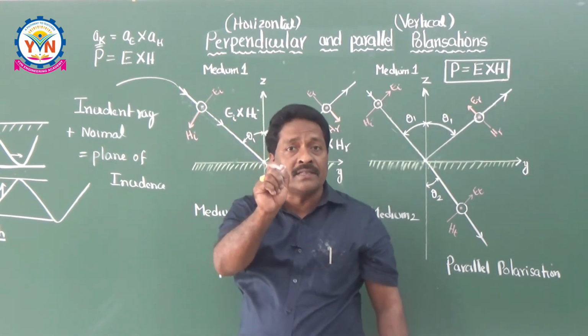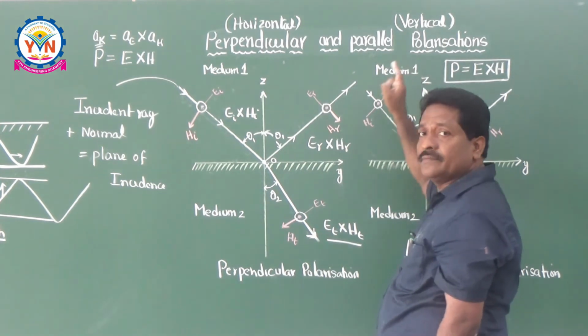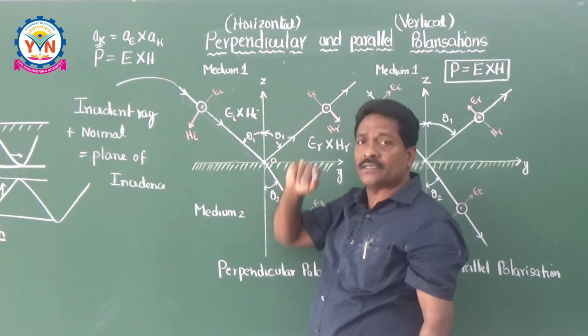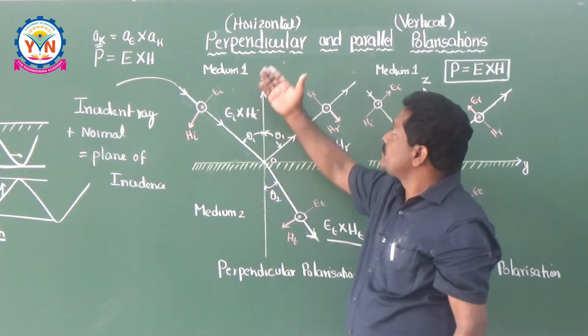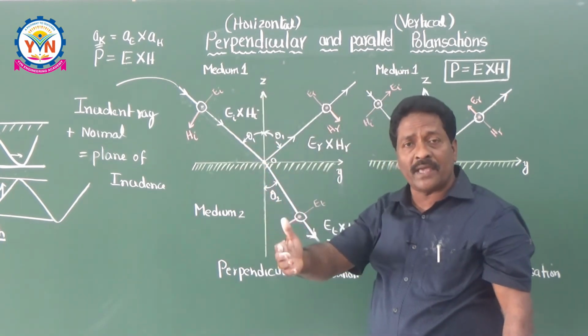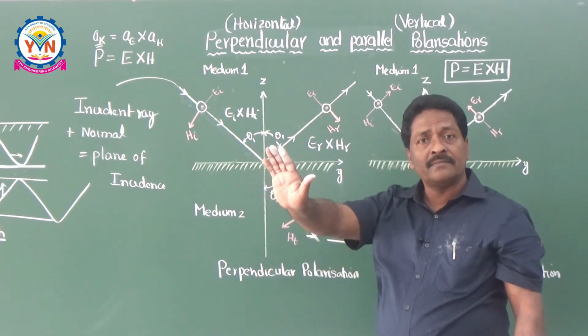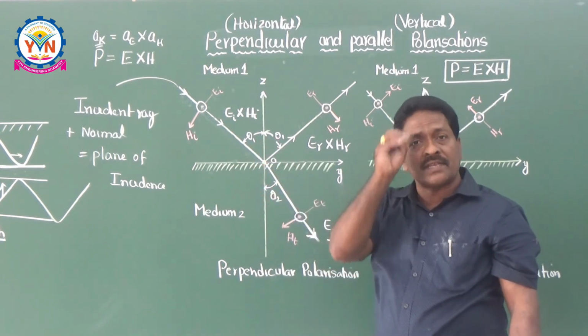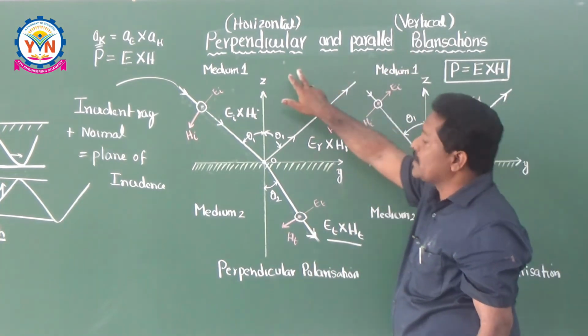But Brewster angle is defined in which polarization? Vertical polarization, not in horizontal polarization. Do you know what is the reason? What is polarization? Polarization refers to the behavior of the electric field intensity at a particular point in space. But I am telling you, Brewster angle is defined only for vertical polarization, not horizontal polarization.